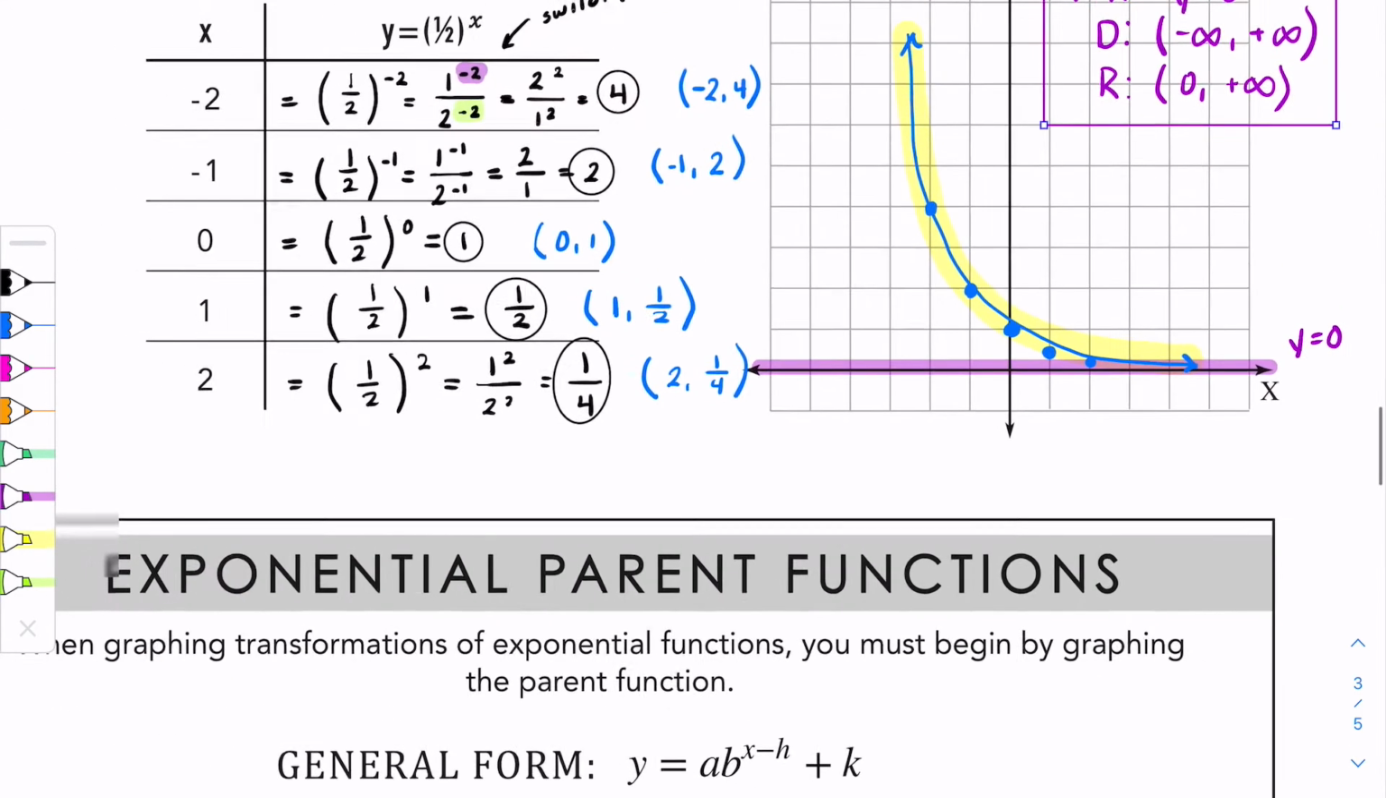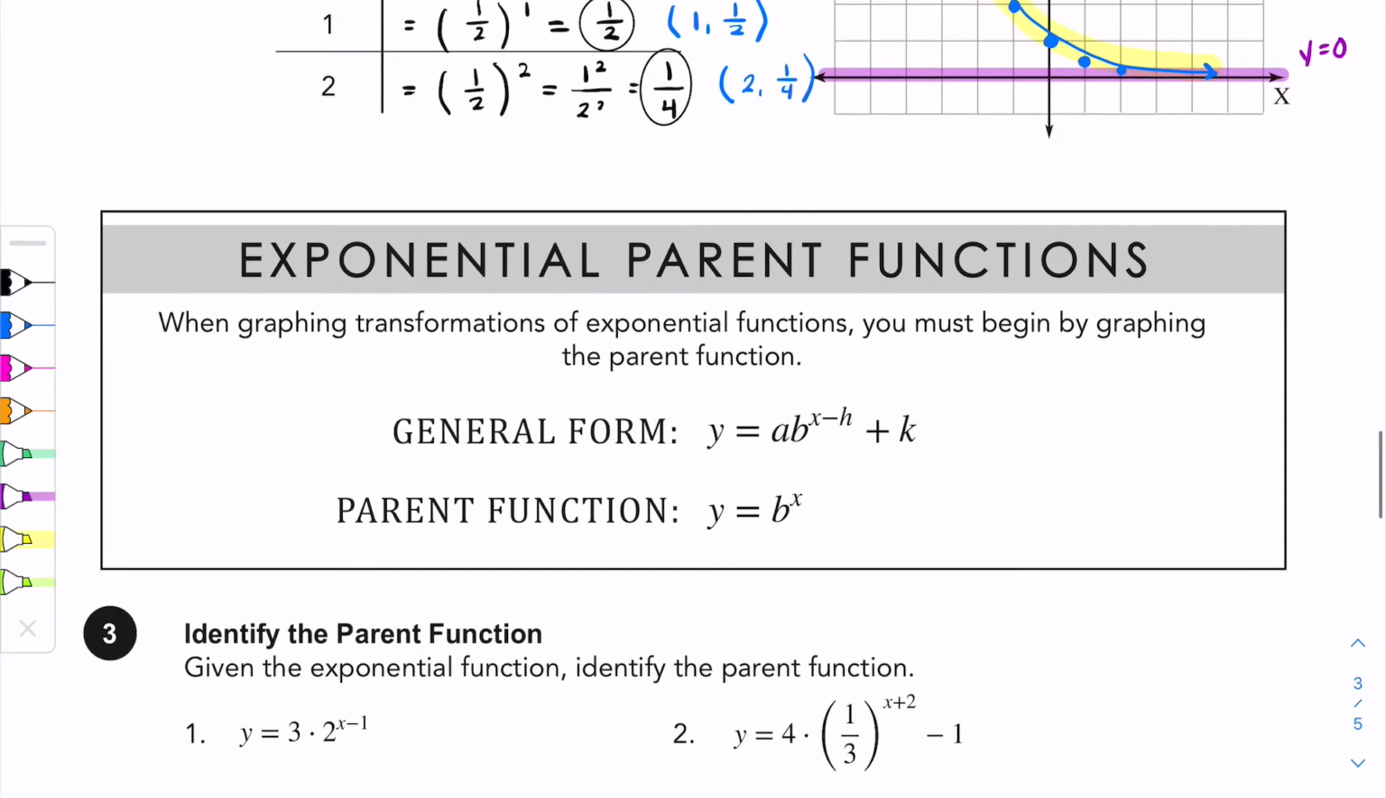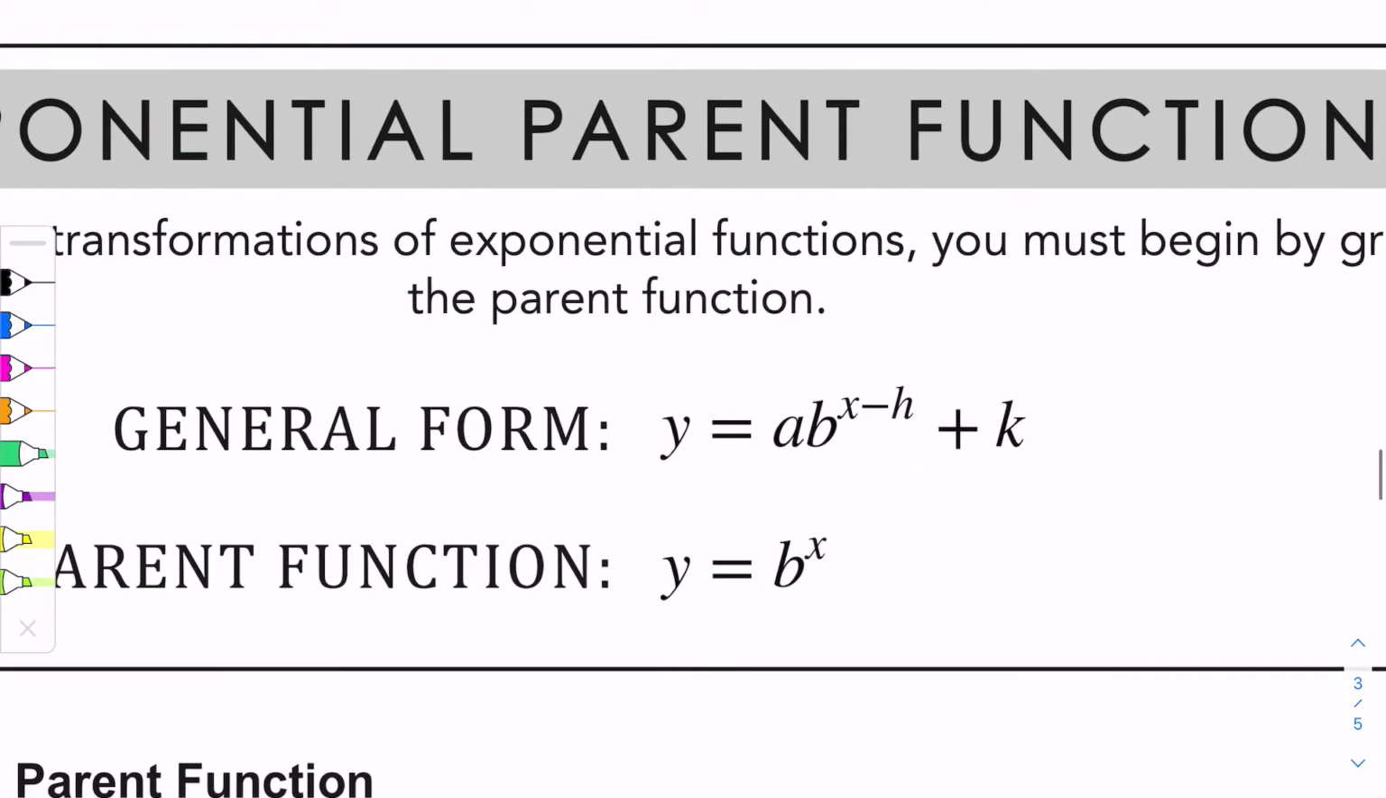So like I mentioned, parent functions are just your b value. You might have a very complex function. You might have a lot of transformations with it. But no matter what, your parent function is just b to the power of x. So if we have a general form of y equals a times b to the power of x minus h, and then plus k, put everything else aside, and identify your parent function as just your b value raised to the power of x.